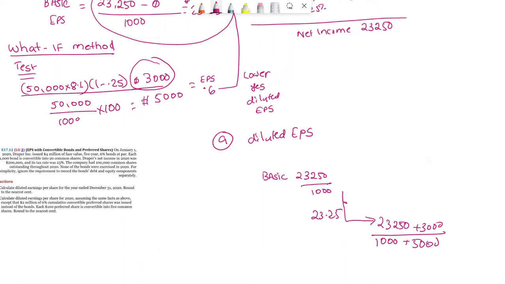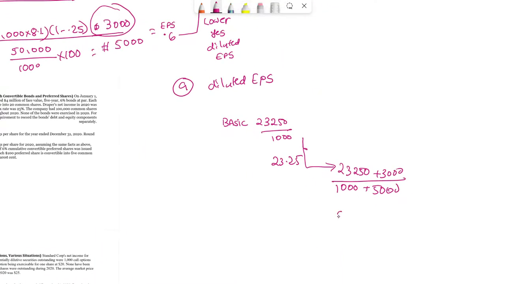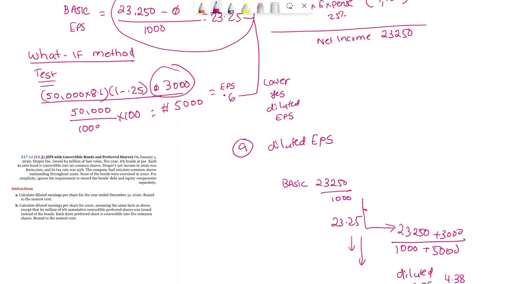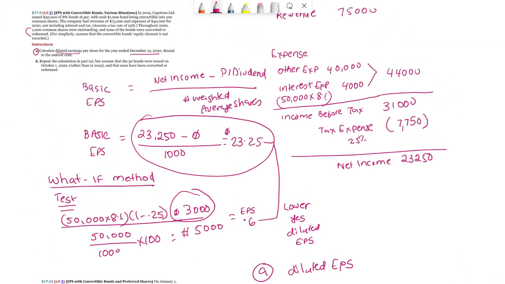And you're going to rework out, what are you going to rework? Earning per share, but this is called a diluted earning per share. It will be lower than your basic earning per share. In this case, when you add that, it will come up with $4.38. So that was the answer to part A.